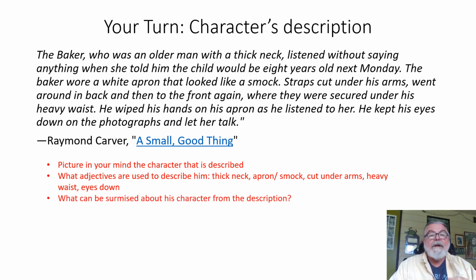Next, what can be surmised about his character from his description? I think to myself, well, if he's got his eyes down, he's looking at the picture, he's listening intently, he's a master of his craft. He's very into doing a really good job for his customers. So you're going to write SEC sentences using this one. That's the second exercise. Let's look at the next one.